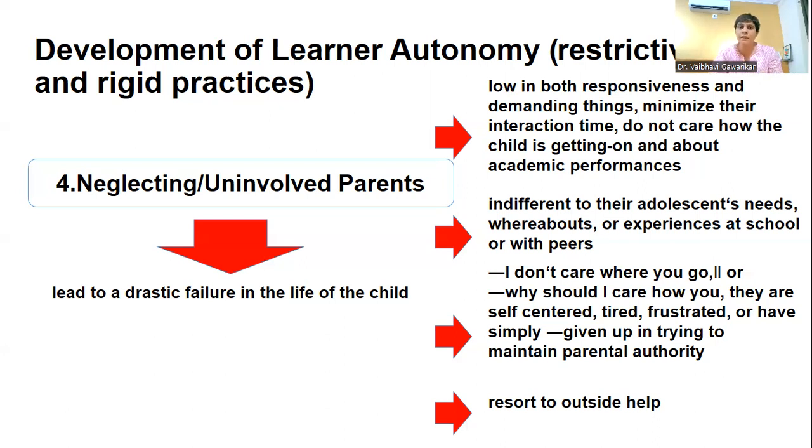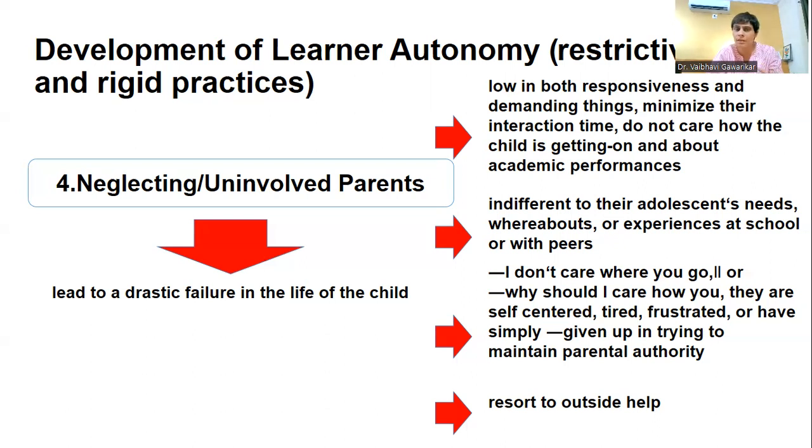Such parents, I would say we would not see much of these kind of parents, but since it's a style we need to discuss. They would not care much about how the child is getting on in school, how the child is getting on with his personal life, what kind of acquaintances he has, or what kind of performance he is exhibiting even in his tests. So they don't care much.